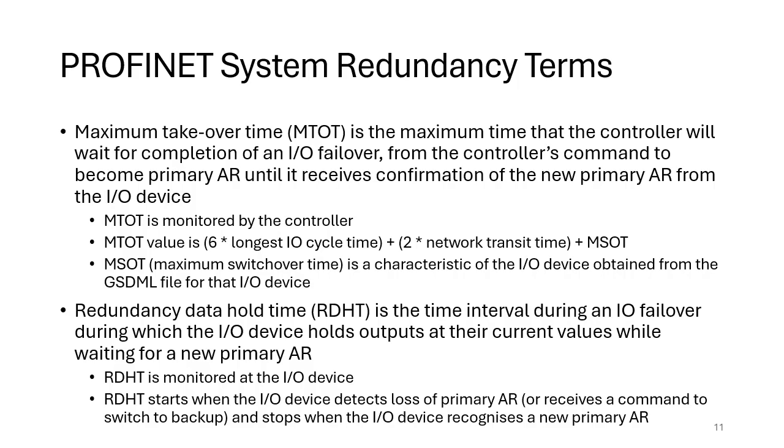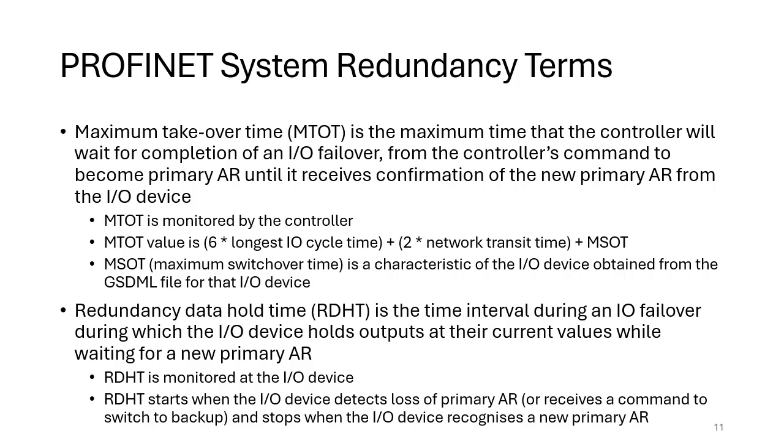So during that time, the IO holds data at its last state, but you don't want it to hold the data at last state too long, because if both controllers had failed, then we want the IO to actually switch off or go to some other default state. So hold last state, this is the redundancy data hold time.